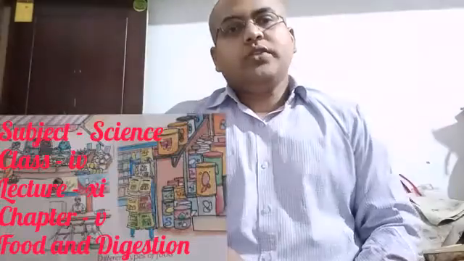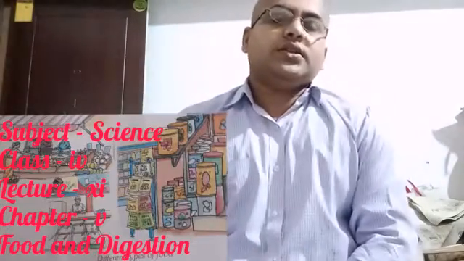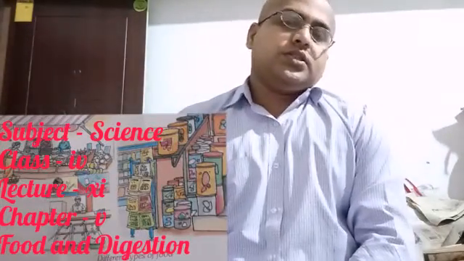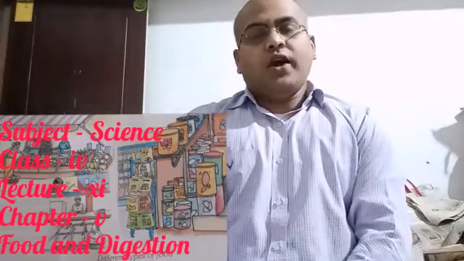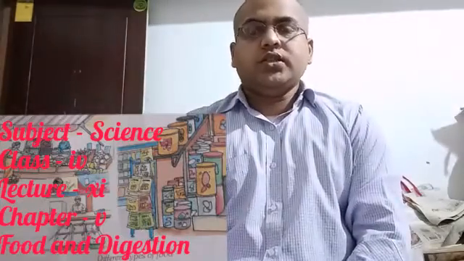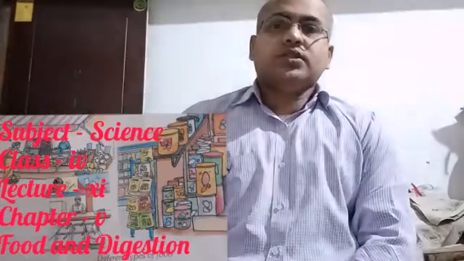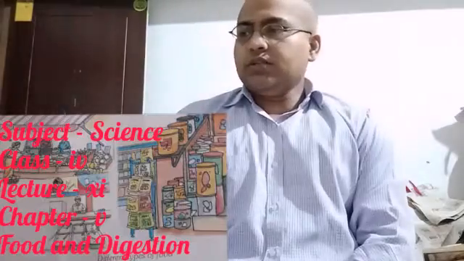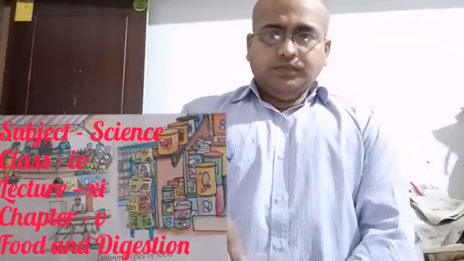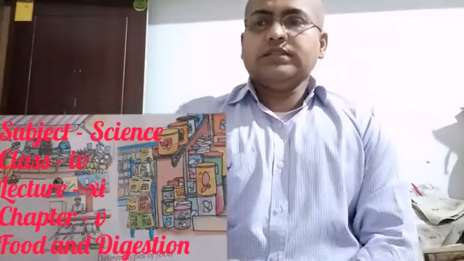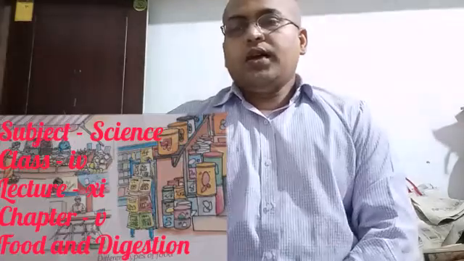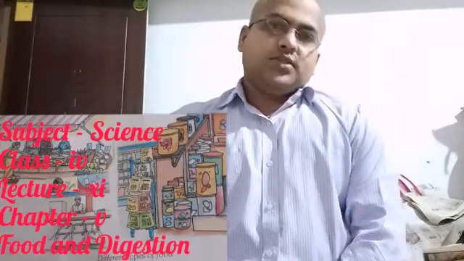Today, in this video lecture, we'll discuss the short question answers and long question answers from chapter 5, that is food and digestion. So, let's begin with the short question answers. The first question is: Name the nutrients of a balanced diet.